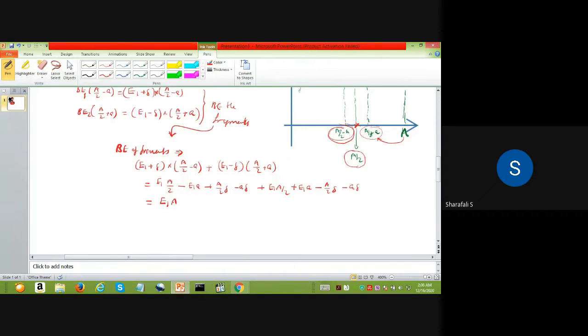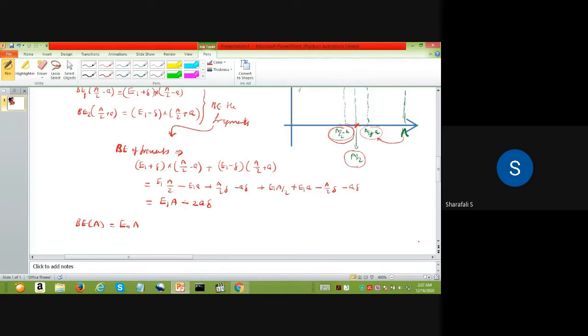E1A minus 2A delta. So this is what you will get finally. Now you have the binding energy of A, which is the parent nuclei, which is nothing but E0 times A that we already wrote above.